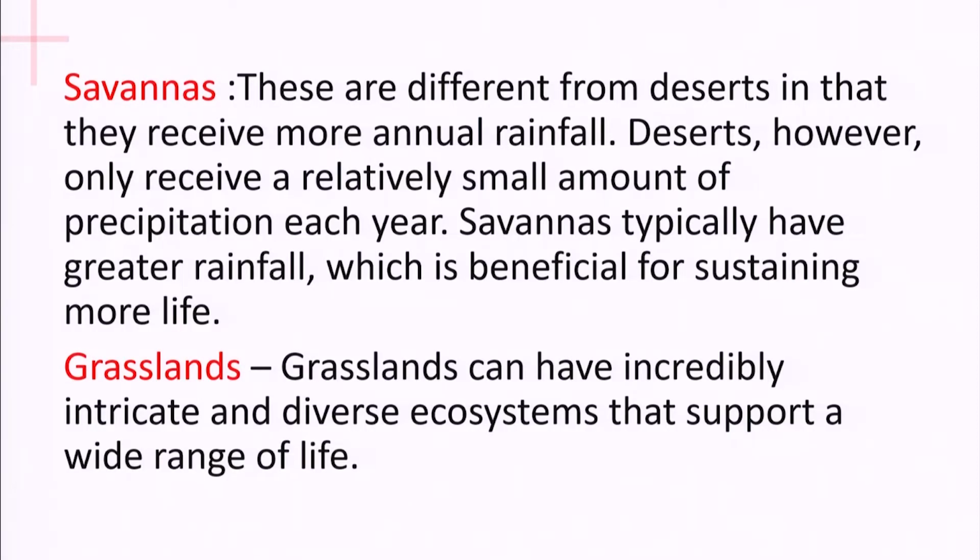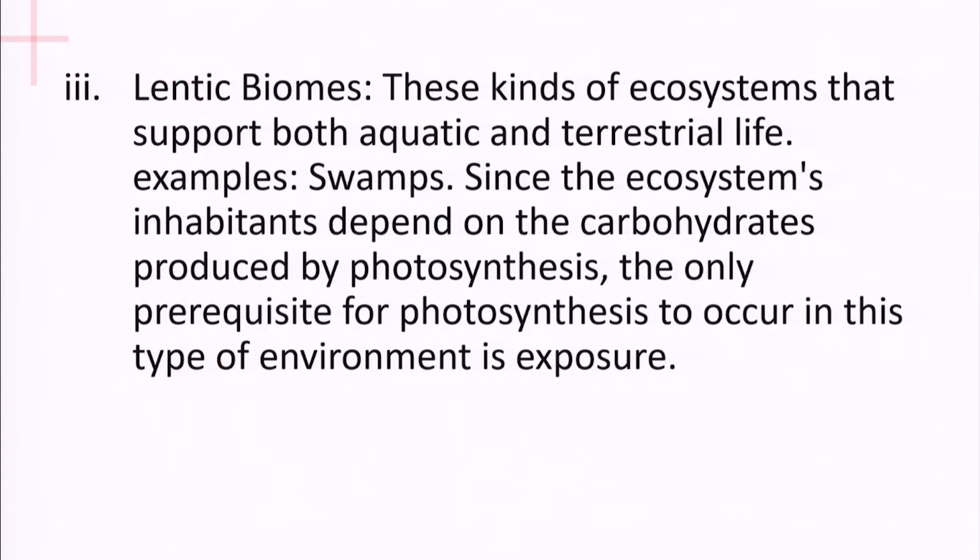Savannas, they are different from deserts in that they receive more annual rainfall. Deserts, however, only receive a relatively small amount of precipitation every year. Savannas typically have greater rainfall, which is beneficial for sustaining more life species. Grasslands can have incredibly intricate and diverse ecosystems that support a wide range of life. Next, coming to the third type, lentic biomes.